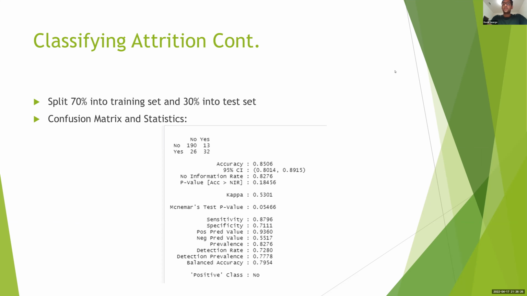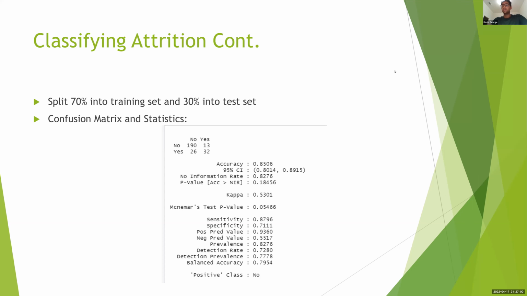I used the naive Bayes classifier on the employee data set, and I split the data set into a training set and a test set. The training set consisted of 70% of the data set, and the test set consisted of 30%. I was able to use all variables in my naive Bayes model, and the model ended up having an 85% accuracy score.